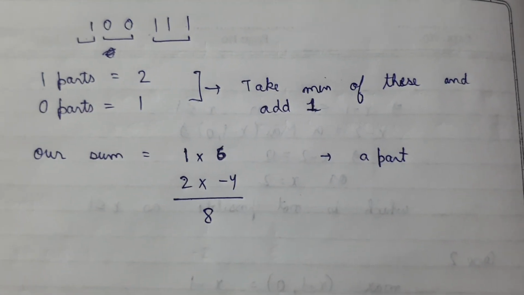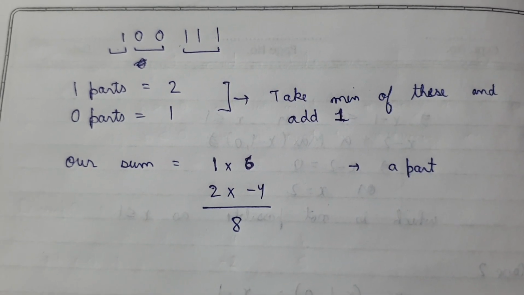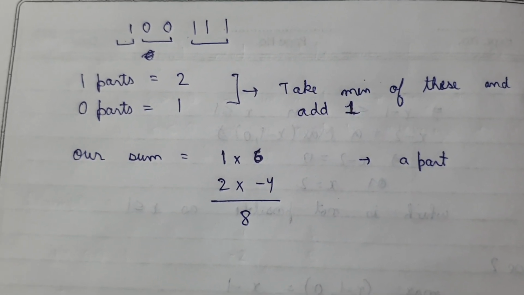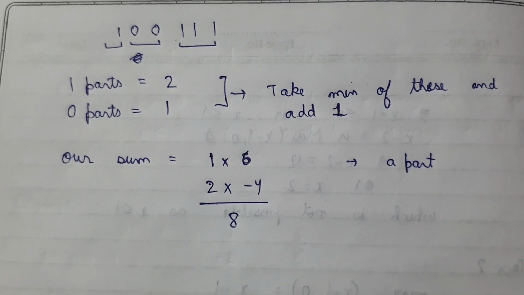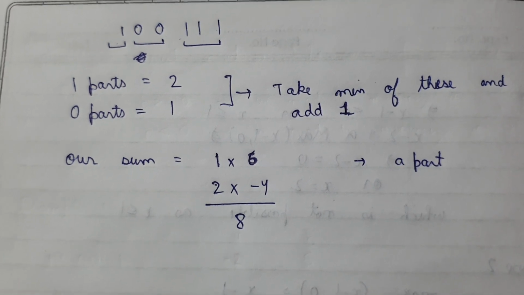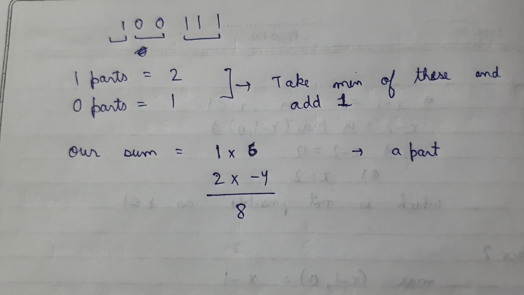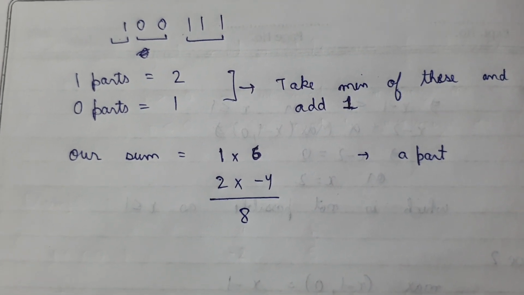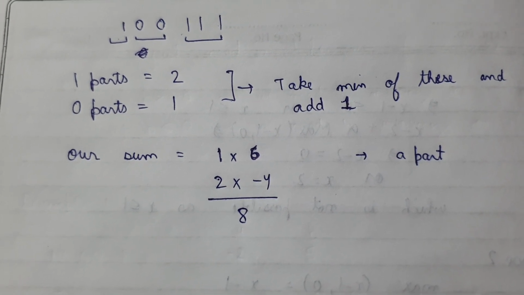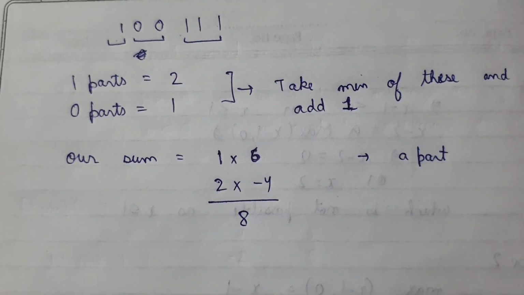So in the first step what we can do is delete the 0 part so that the 1 parts are combined, and then we can delete the complete 1 part. How have we calculated? We take the minimum of both the parts and add it to 1, and finally we get our sum to be the sum of the a part and the b part. The a part is 1 into 6, where 6 is the length of our string, and 2 into minus 4. Why 2 into minus 4? Because we have made two operations, so minus 4 is added 2 times.